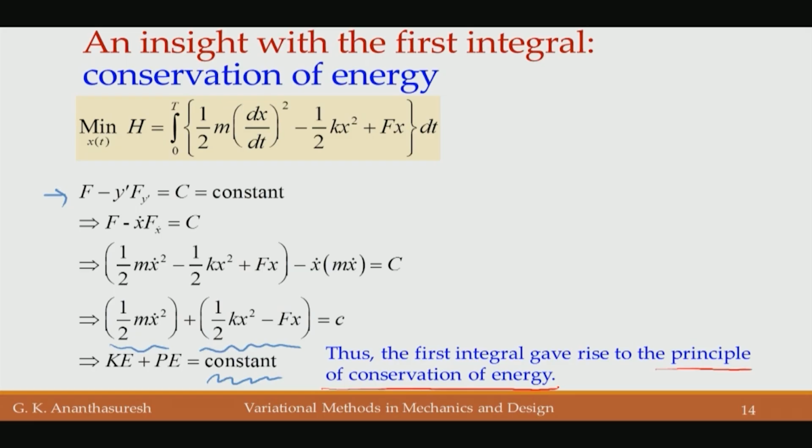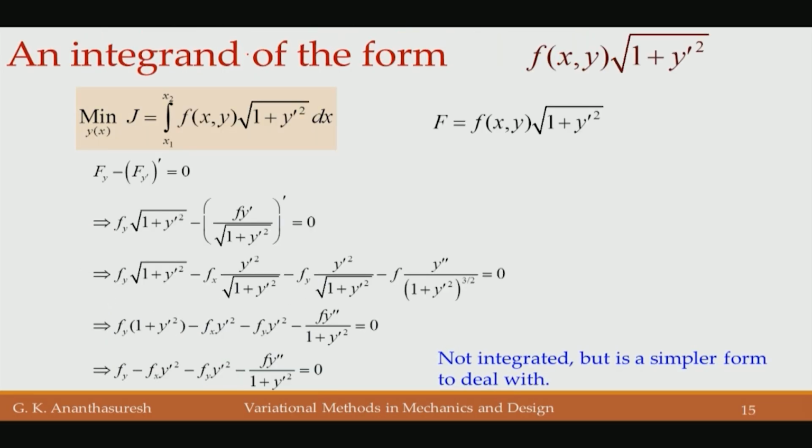Okay. So, when you take Euler-Lagrange equations and get this first integral, that leads to conservation of energy. That is an important insight that comes out of calculus of variations: in the first integral, you have simplified the problem.